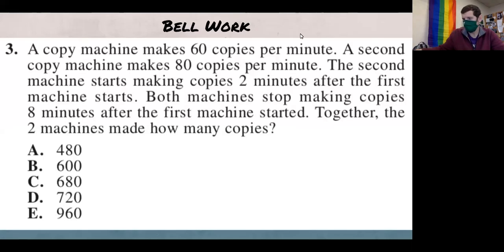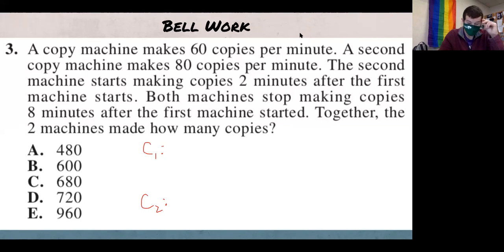So with this problem right here, we are looking at a copy machine. We've got two copy machines, with the first and the second. So I'm going to first of all distinguish between how many copies the first one makes, how many copies the second one makes. So there's copy machine 1, there's copy machine 2. All right, and this is just going to be where I do my work.